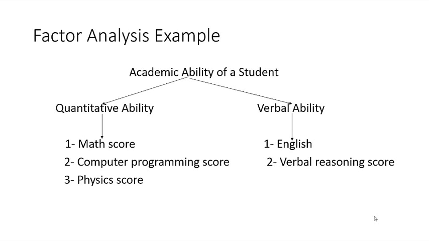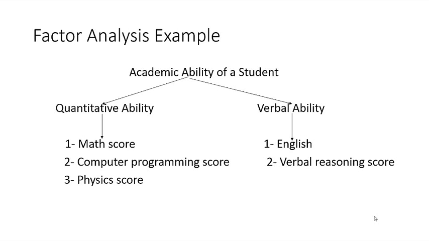Now, verbal ability of a student can be measured by the score in English or verbal reasoning. That's how we measure verbal ability. Say, for example, we have been given these five variables, and we can be very sure that some of them are correlated. We have five variables: mathematics score, programming score, physics, English score, and verbal reasoning score. These five variables are correlated among themselves in some way.